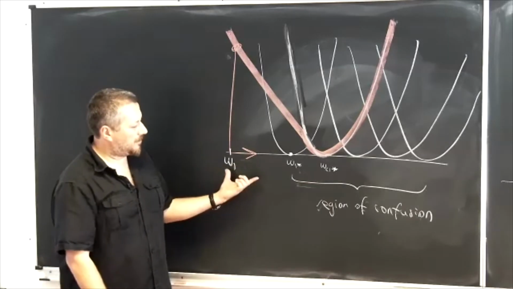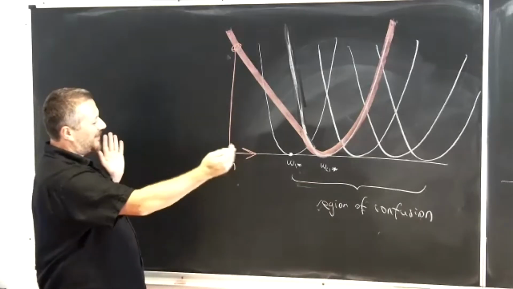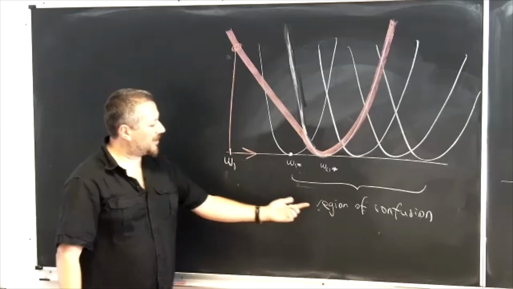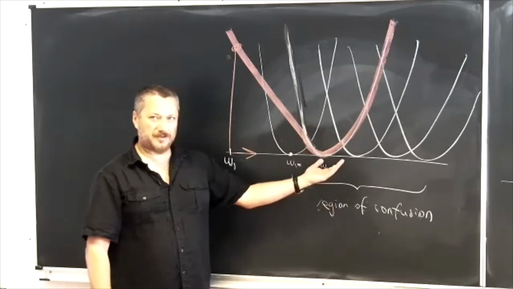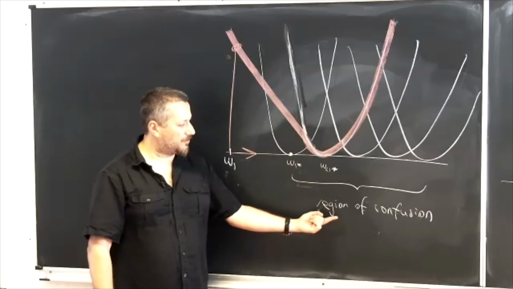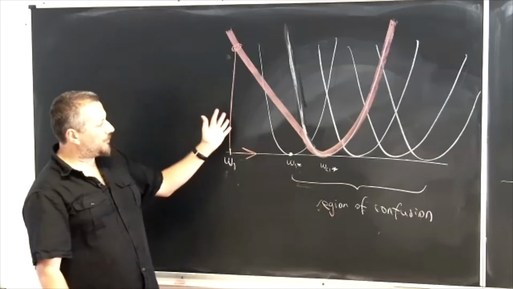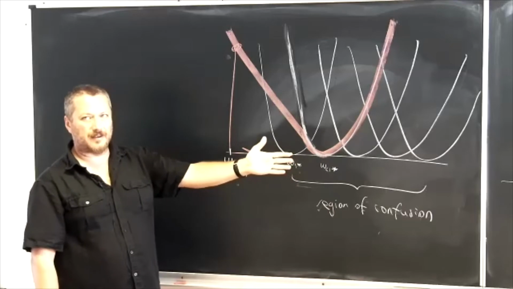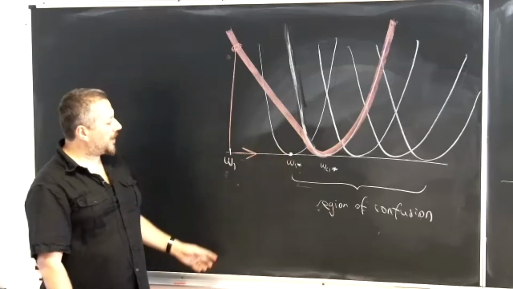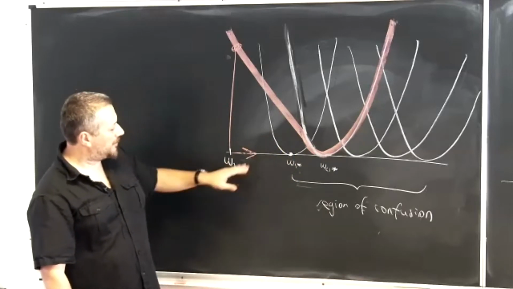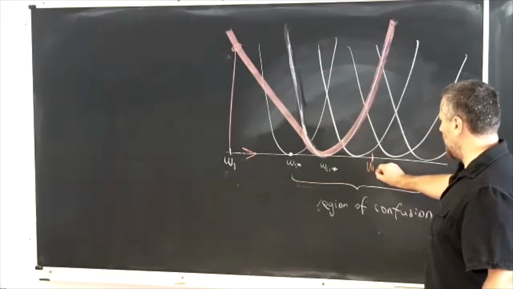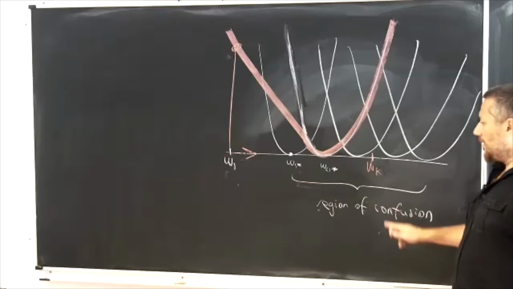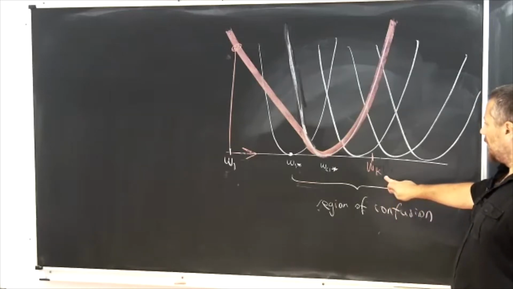So little or big, if you move to the right, you get closer to the local minimum of the averages. So you get into the region of confusion. So all of them will direct you to the right direction. But once you are inside, let's say at step K, you're inside the region of confusion.